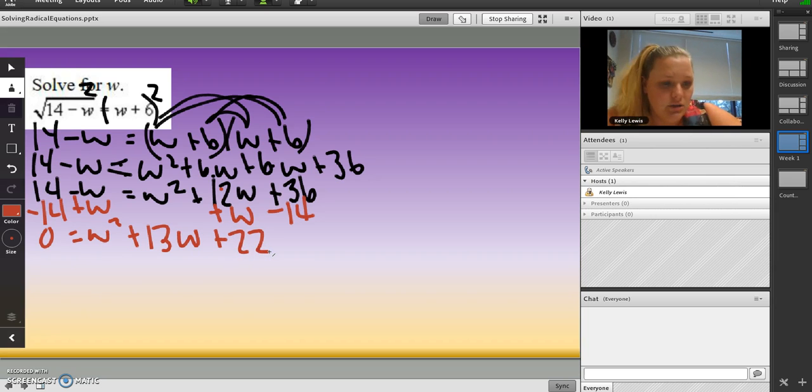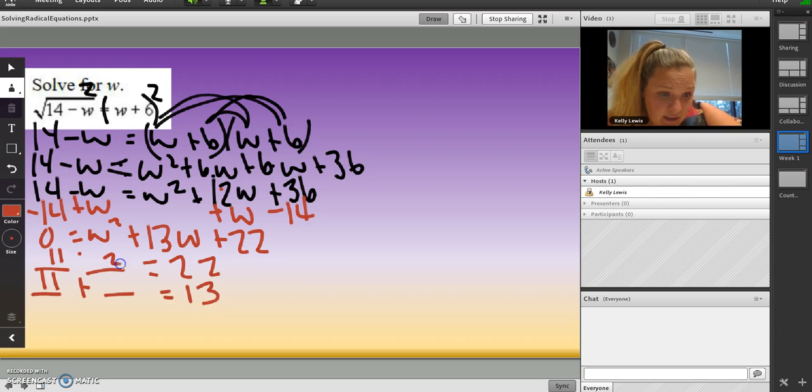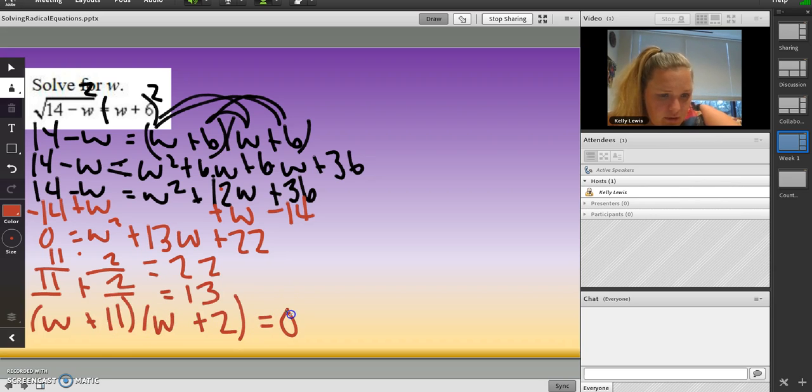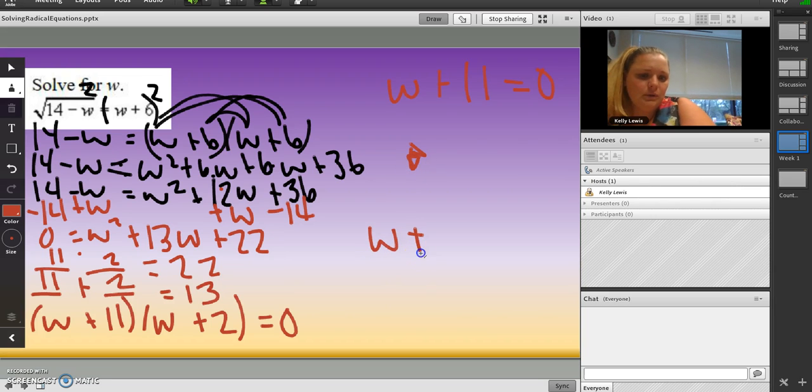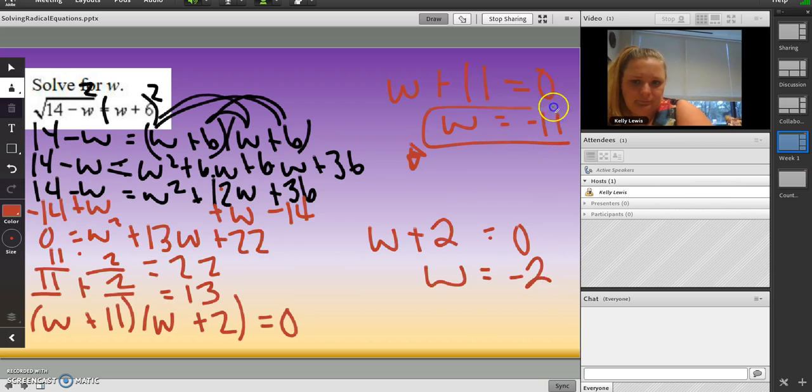So what multiplies to give us 22, adds to give us 13? 11 and 2. So it's w plus 11, w plus 2. 11 times 2 is 22, plus 2 is 13. Okay. I'm going to do w plus 11 equals 0, w plus 2 equals 0. So I get w equals negative 2, w equals negative 11.